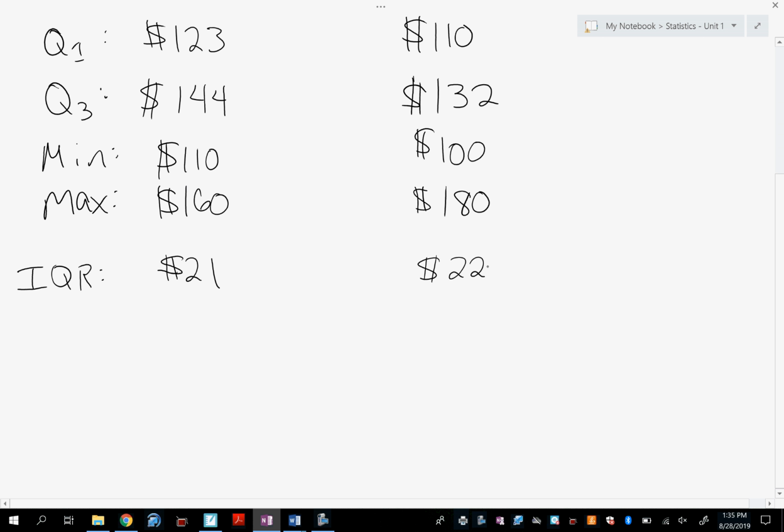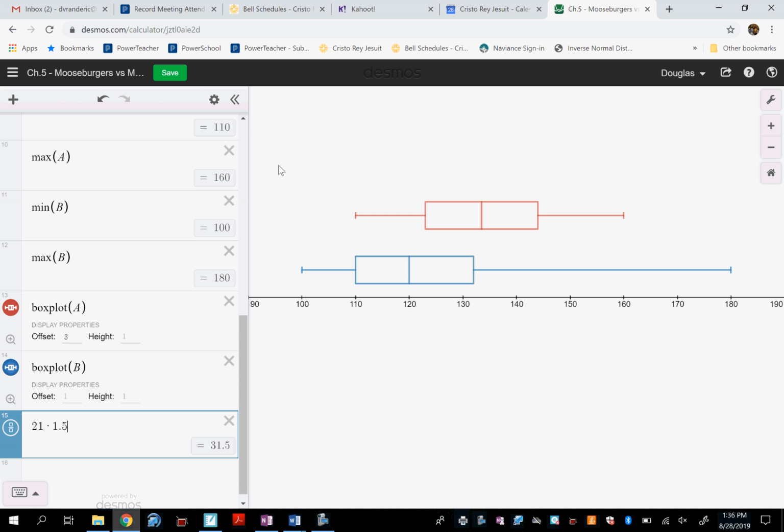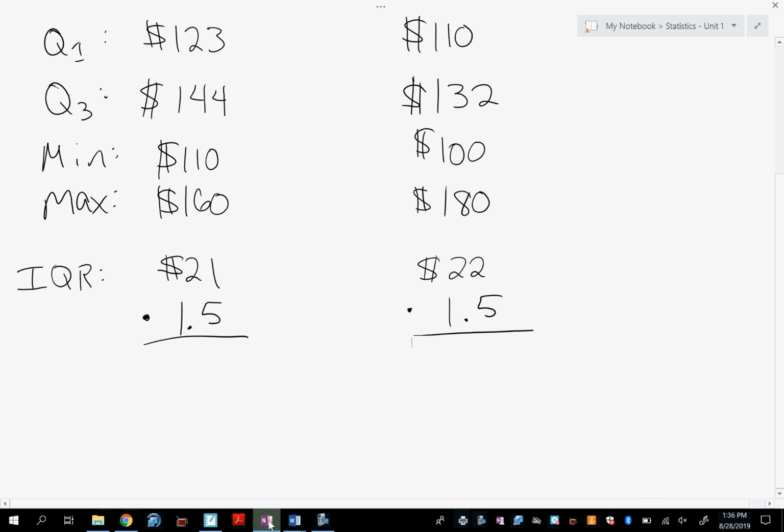Now, do you remember what number we're going to multiply each of those by? It's an arbitrary number, 1.5. So you're going to multiply each of those numbers times 1.5. If you do not want to do anything by yourself, you can go to Desmos and type it in. I'm just showing that people can do this. 21 times 1.5 is 31.5. And this one, it's a little easier because half of 22 is 11. When you add those together, you get 33.